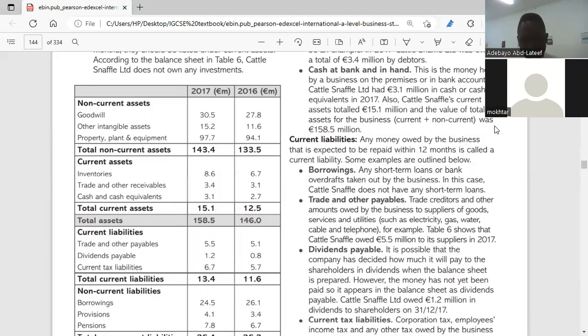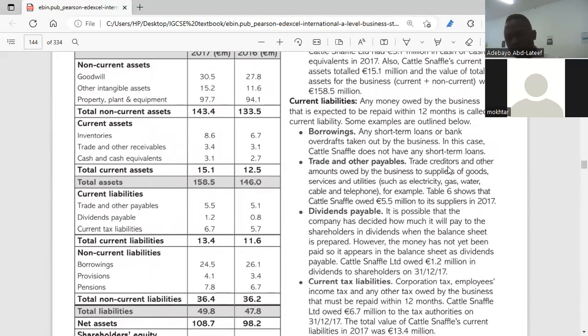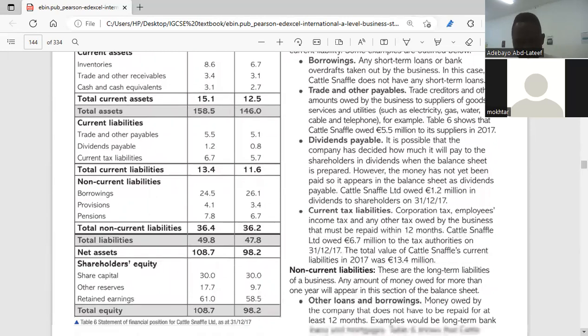Then we have the current liabilities. When we talk about current liabilities, there are liabilities that can only last within a year, like borrowings, trade payables. So we take it one at a time. For borrowings, that means maybe you take a short-term loan from the bank, like a bank overdraft. Trade and other payables, these are your credit suppliers that you have to pay within a year. Dividends payable, you have to pay your shareholders. Current tax liabilities, you have to pay your taxes.